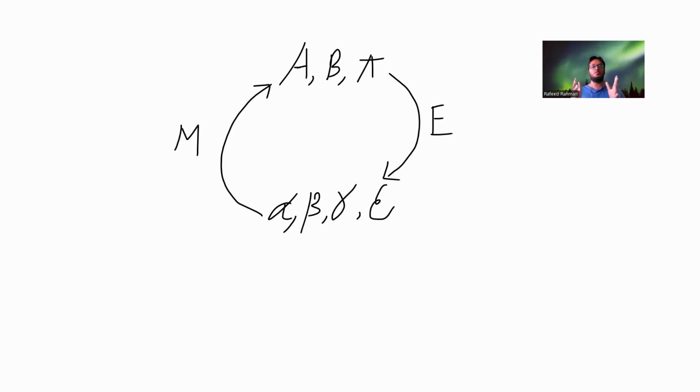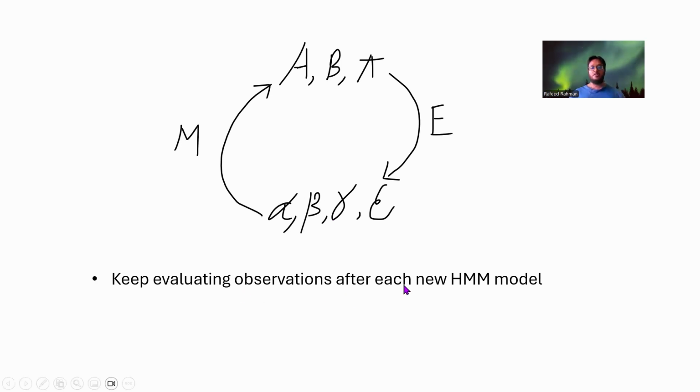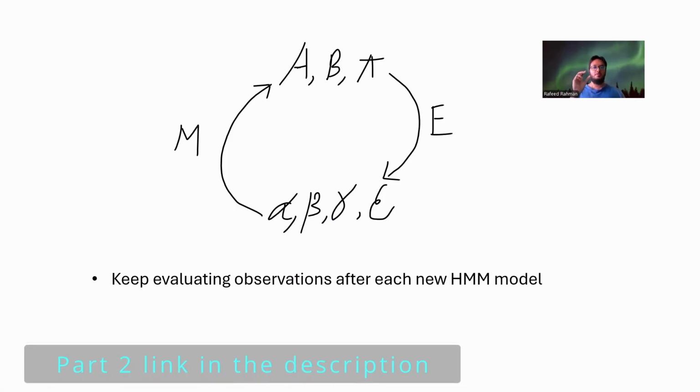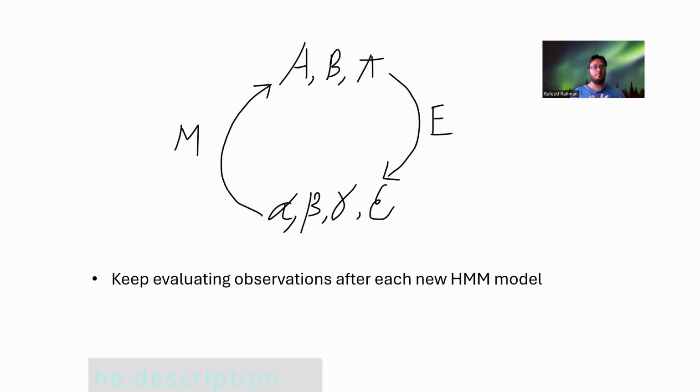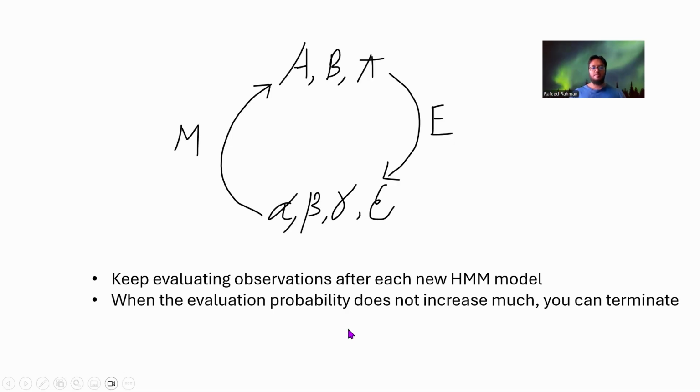Now, how many times do you actually do this circular iteration? You keep evaluating observations after each new HMM model. Whenever you get a new A, B, and pi, you have to evaluate your observed sequences. You have to evaluate their probability. And how exactly we evaluate a sequence of observations has been described in part 2 of the video series, in the forward-backward algorithm, where we describe how we solve the evaluation problem of HMM. So make sure to check out that video. So when we see that the evaluation probability does not really increase much, we can terminate. That means our model is not getting any better now. So we can terminate the model.